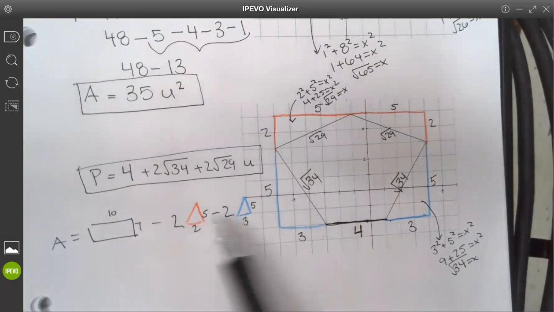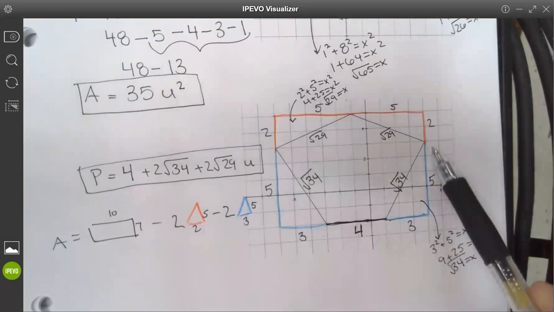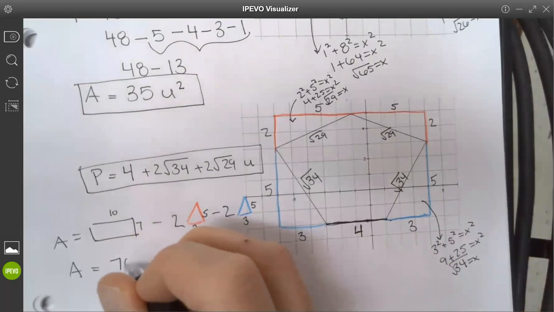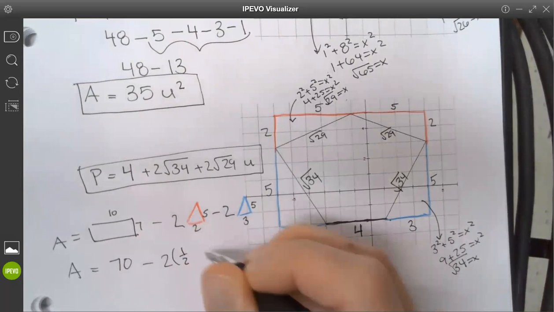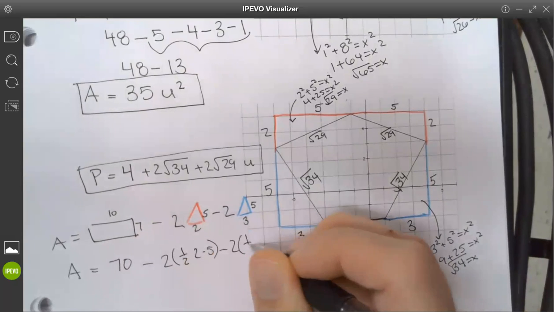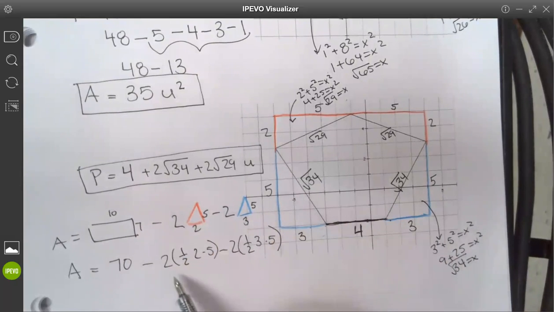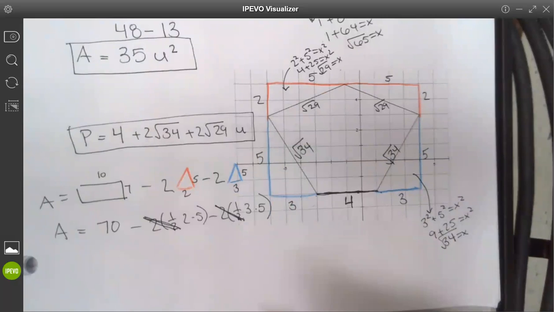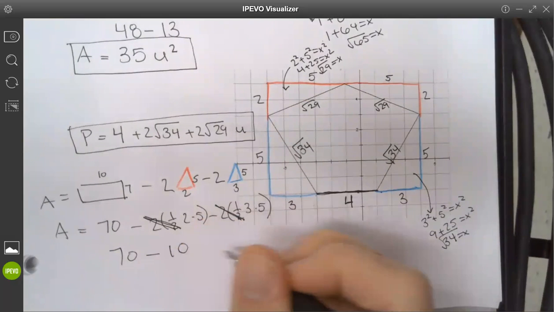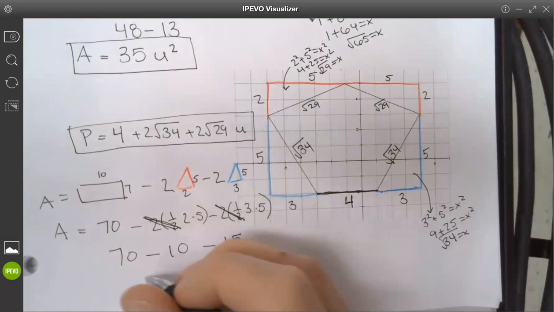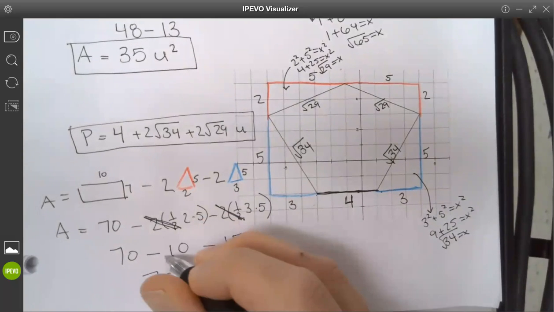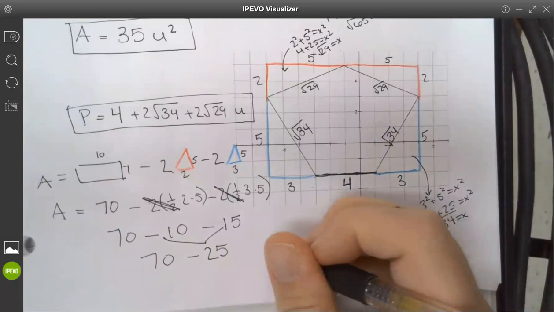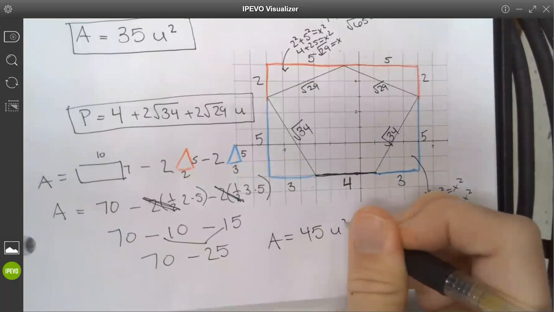When I move to area, it's always using the legs of the triangle for the 2 measurements that I pull out, okay? So 10 times 7, just base times height, gives me 70, and I'm going to have 2 times 1/2 times 2 times 5, and 2 times 1/2 times 3 times 5. Anywhere I have 2 times 1/2 is just gone, 1. So I'm going to have 70 minus 10 minus 15, or 70 subtract 25 all together, just combining that. And what's my area? 45 units squared.